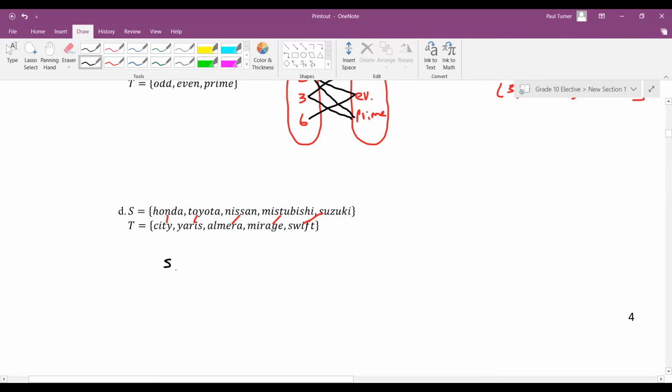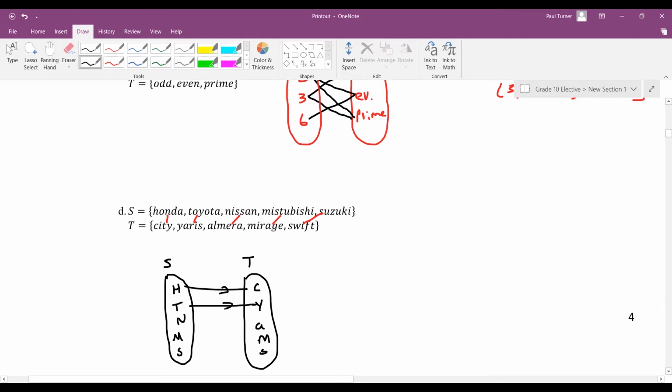So then for your S, we'll put first. So you're going to have Honda, Toyota, Nissan, Mitsubishi, Suzuki. And then T will go here. And we've got City, Yaris, Almera, Mirage, Swift. And we just match them up using arrows like that. Any problems with that?